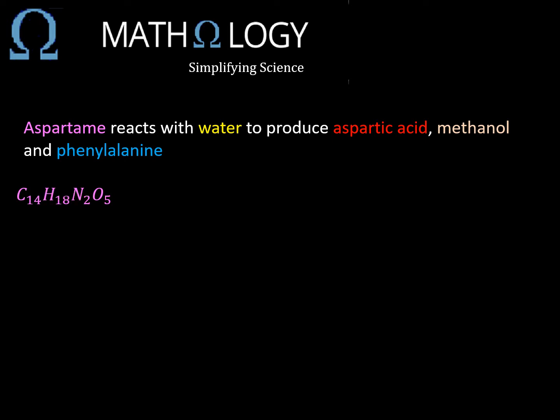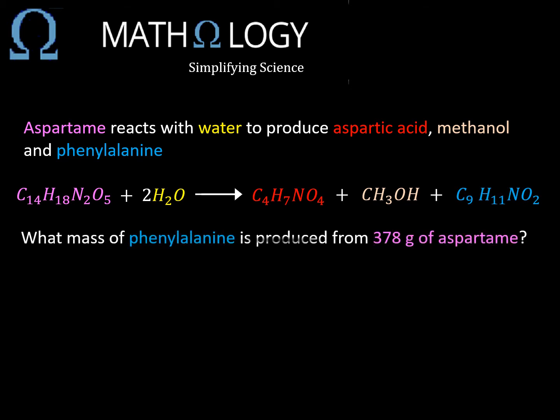Aspartame reacts with water to produce aspartic acid, methanol, and phenylalanine. What mass of phenylalanine is produced from 378 grams of aspartame?